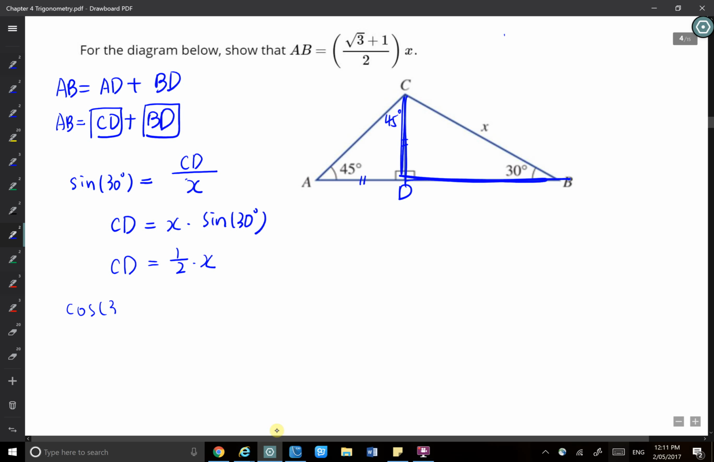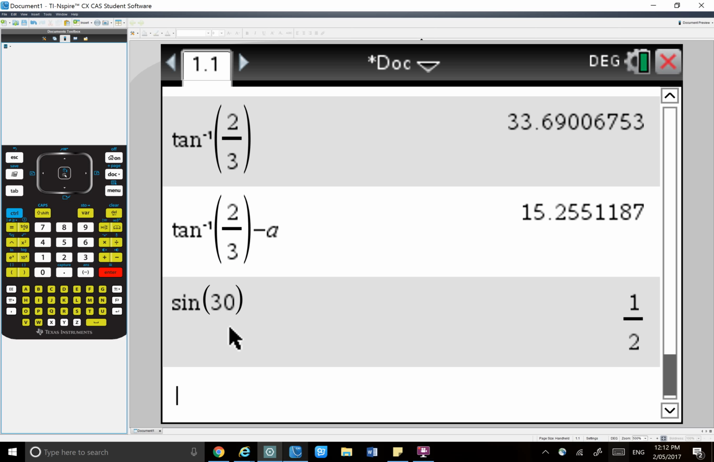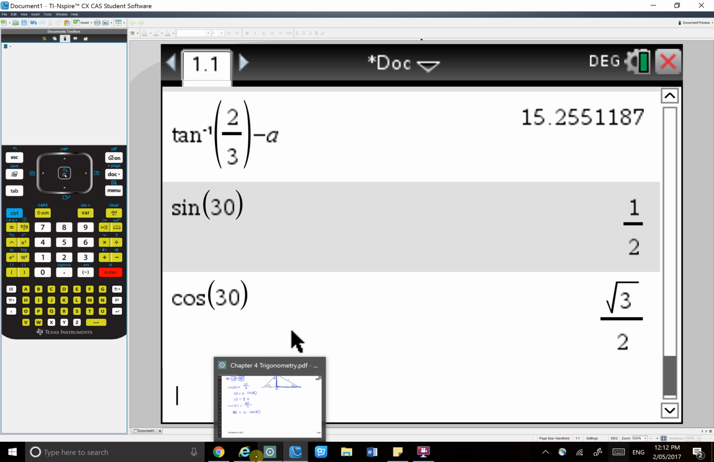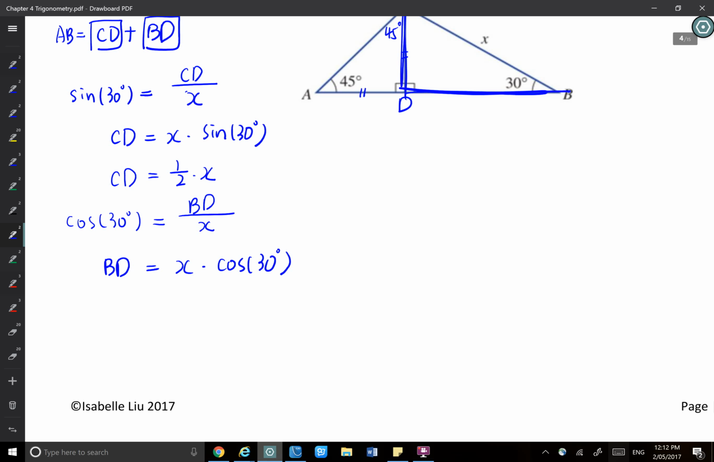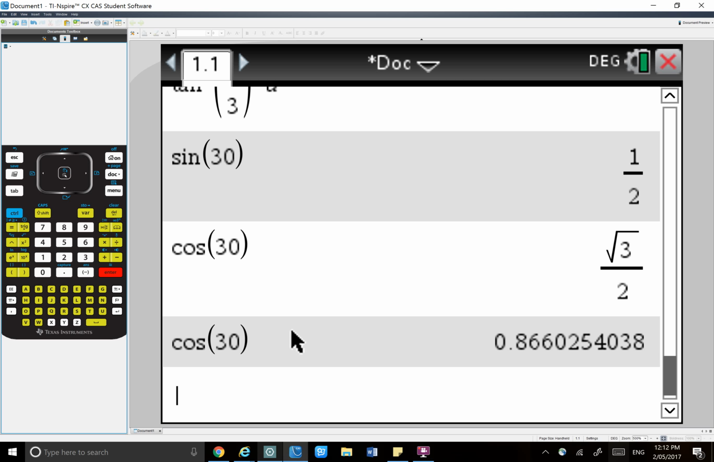Now I will use cosine 30 degrees. Cosine 30 equals BD over x, BD over the hypotenuse. So BD equals x times cosine 30. Cosine 30 equals root 3 over 2. Do not always press Control and Enter. Try to press Enter first, to see what value you have. If that value doesn't make sense, then press Control and Enter. Because in this question, if you directly press Control and Enter, that will give you decimals, and you're not going to have the same thing as shown in the question. So you have root 3 over 2.